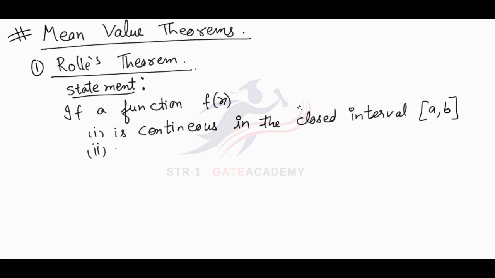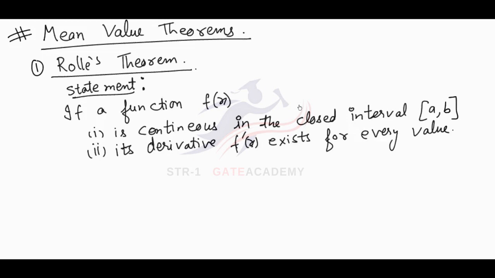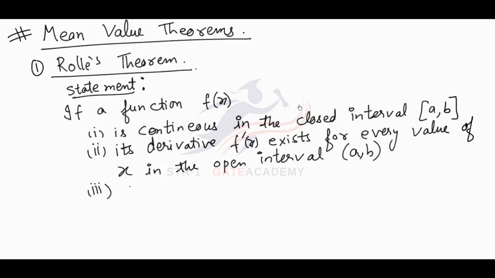Second, if a function f(x) is continuous in the closed interval [a, b], its derivative, you can say f'(x), exists for every value of x in the open interval (a, b), and the third condition he says is f(a) should be equal to f(b).